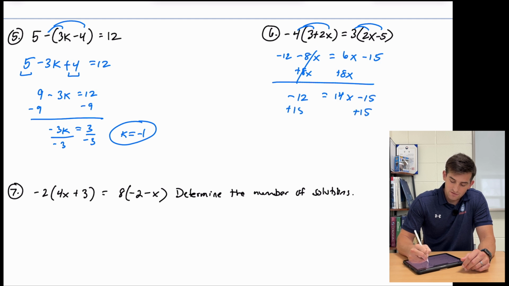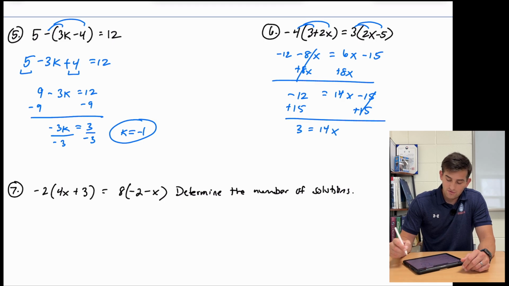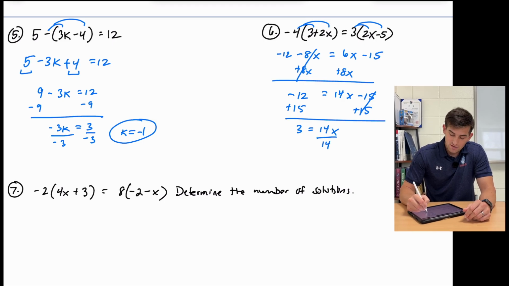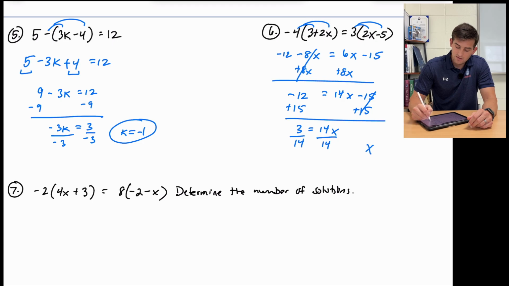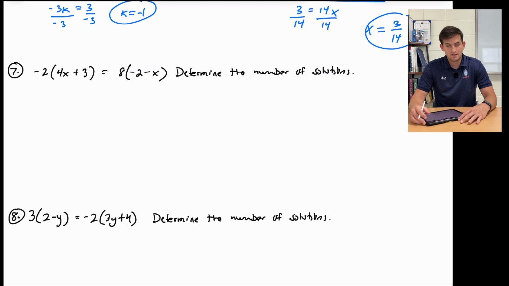Then I'm going to add 15 to both sides. Okay, so we cancel that there. Negative 12 plus 15 is going to give me 3. So we have 3 equals 14x. We divide both sides by 14, and we're going to say our answer is x equals 3/14.